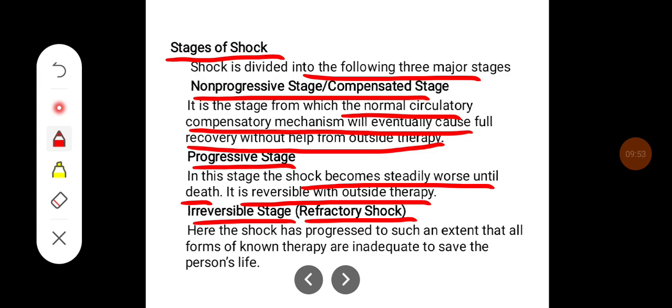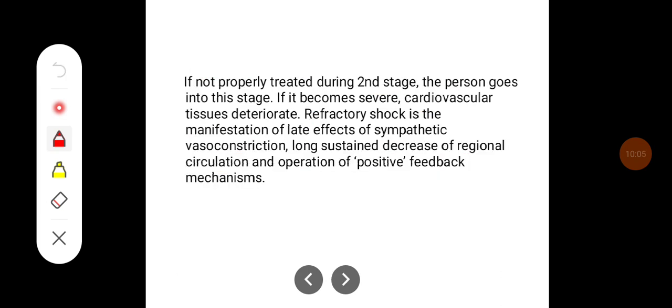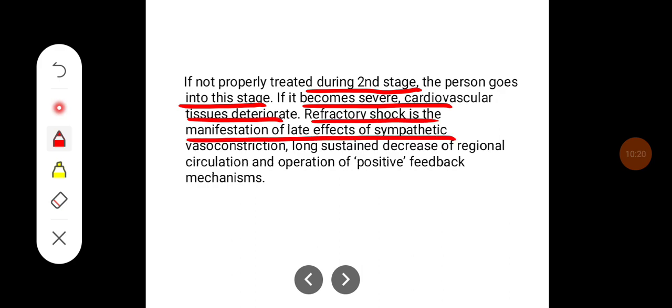It is reversible with outside therapy, whereas irreversible shock is where the shock has progressed to such an extent that all forms of known therapy are inadequate to save the person's life. If not properly treated during the second stage, the person goes into this stage. If it becomes severe, cardiovascular tissues deteriorate. Refractory shock is the manifestation of late effects of sympathetic vasoconstriction, long sustained decrease of regional circulation, and operation of positive feedback mechanisms.